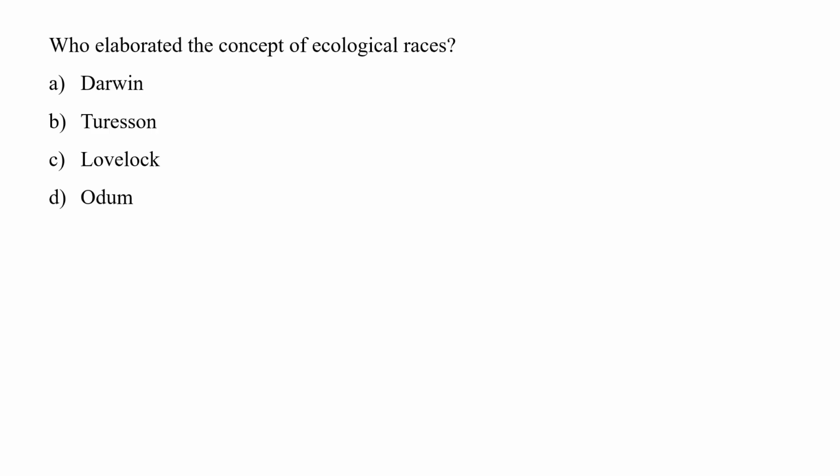The question is, who elaborated the concept of ecological races? A. Darwin, B. Turesson, C. Lovelock, and D. Odum. So it was Turesson who coined the term and gave the concept of ecological races. It is also known as ecotype or ecospecies. It describes a genetically distinct geographic variety, population, or race within a species which is genotypically adapted to only specific environmental conditions. So the correct option is option B, Turesson.